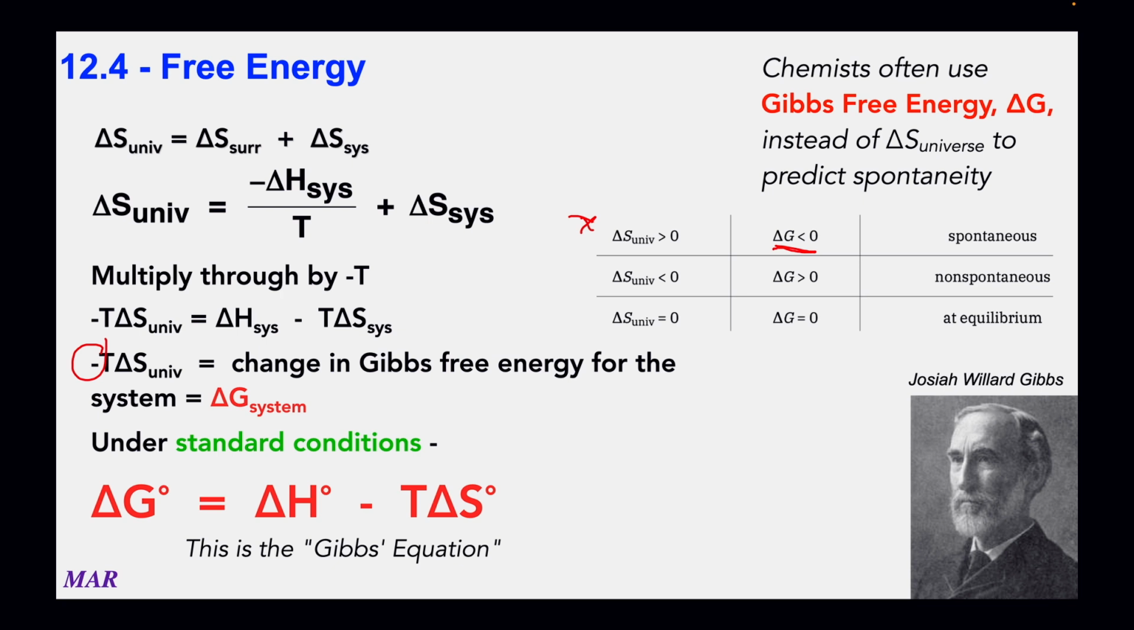So chemists use delta G a lot more than delta S of the universe, and we're going to be actively looking for negative delta Gs. Those are spontaneous. Those are the ones that are going to occur. Positive delta Gs are non-spontaneous, and those are less likely to occur. So delta G is kind of the chemist's version, if you will, of delta S of the universe, and once you get used to it, it's actually pretty chill to use.